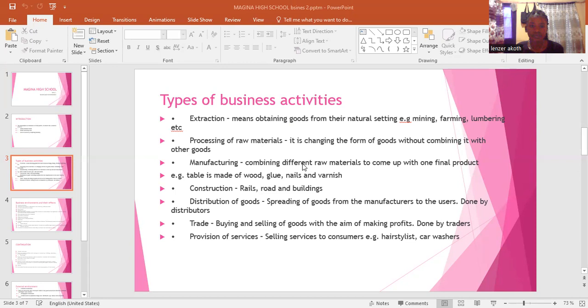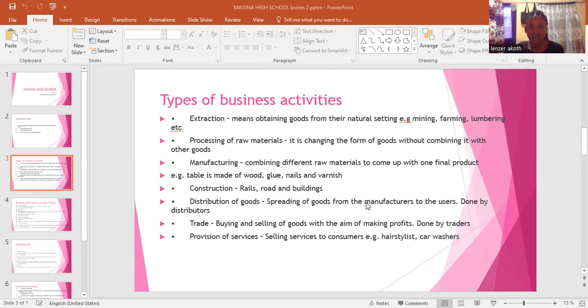Number two is processing of raw materials. That is the changing of the form of goods without combining it with other goods. Number three, we have manufacturing. That is combining different raw materials to come up with one final product. Like a table, which is made up of wood, glue, nails, and varnish. It means that different materials have been brought together just to come up with one final product, that is a table.